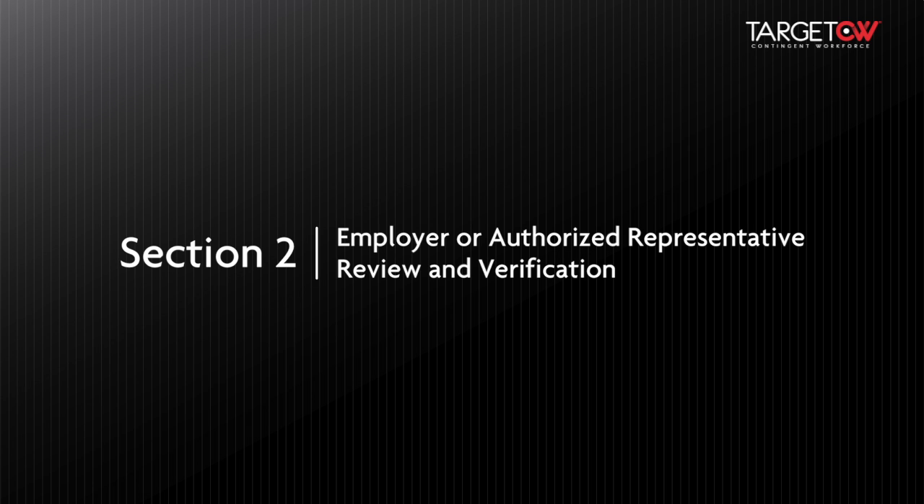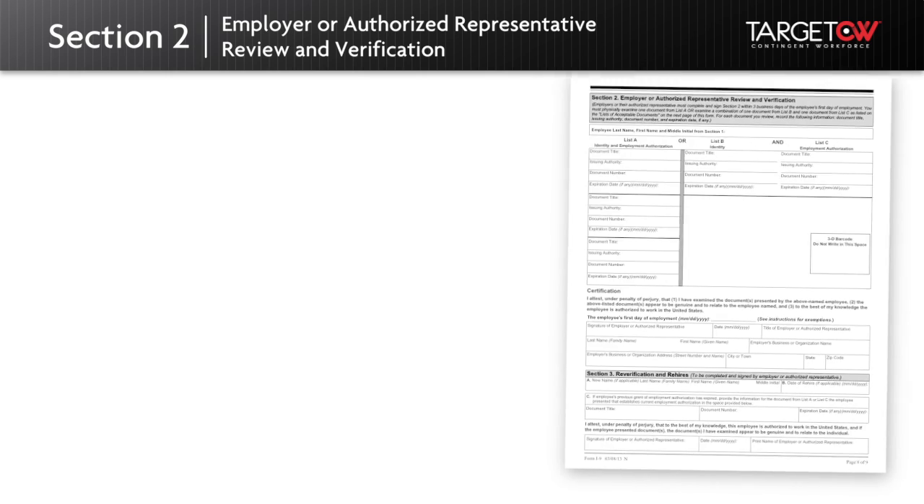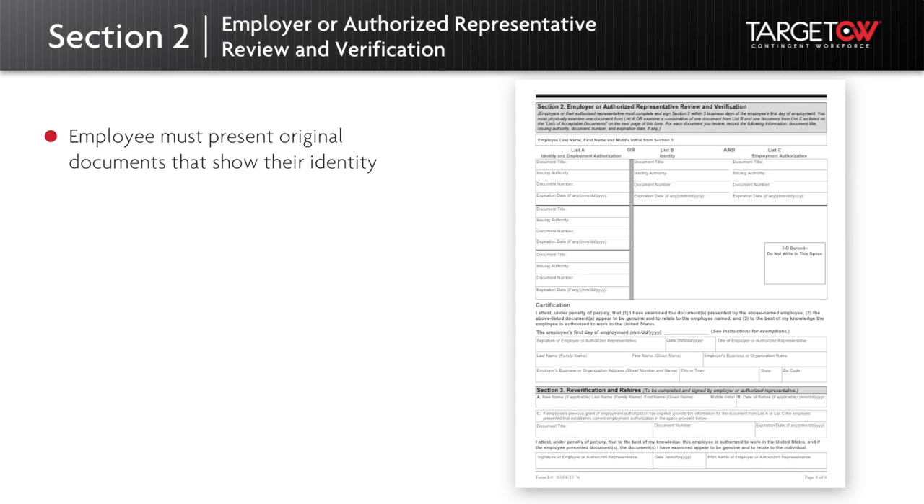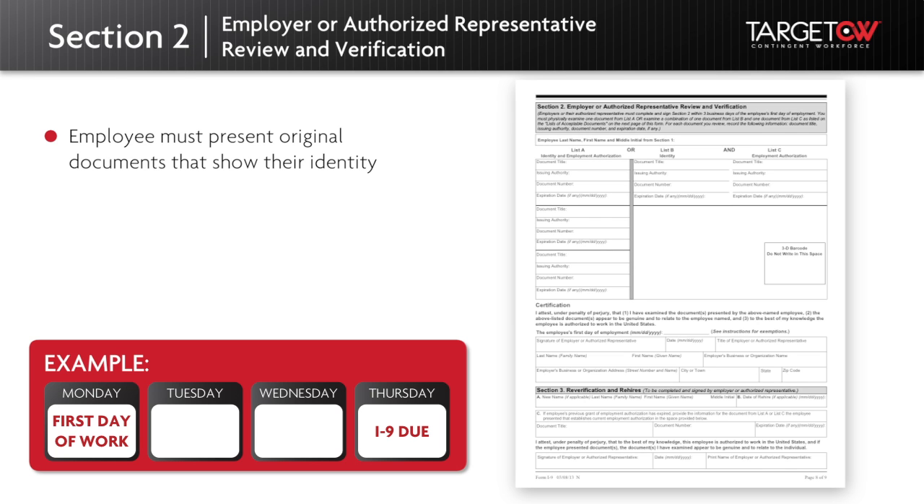Key points to Section 2. The employee must present original documents that show their identity and employment authorization within 3 business days of the employment start date. For example, if the employee starts on Monday, Section 2 must be completed no later than Thursday.